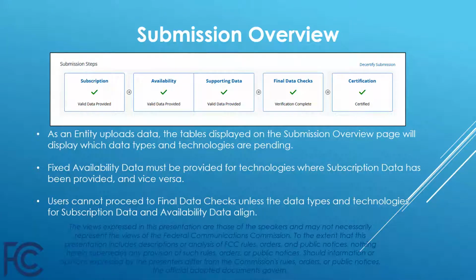Only after all cards on the submission overview page display a green checkmark can you progress forward to certification. As you upload your data, the tables on the submission overview page will display the data types and technologies that you have included within your submission. Filers must provide both subscription data and availability data for each technology. Users cannot proceed to the final data check section unless the data types and technologies for subscription data and availability data align.